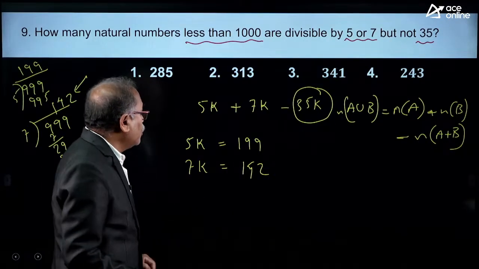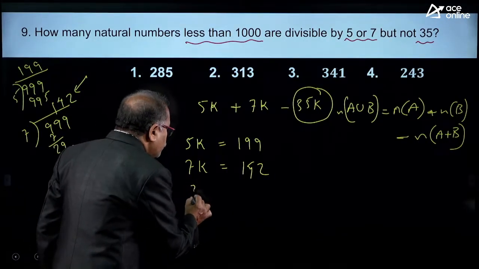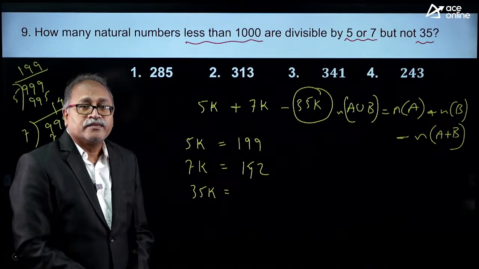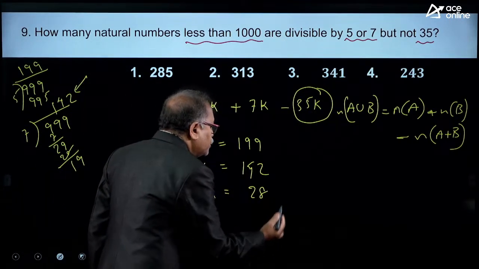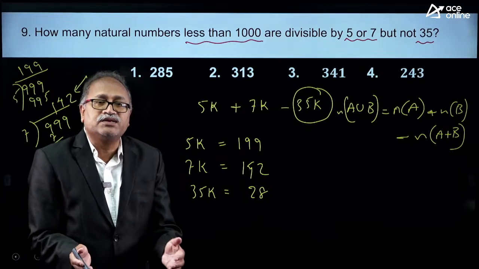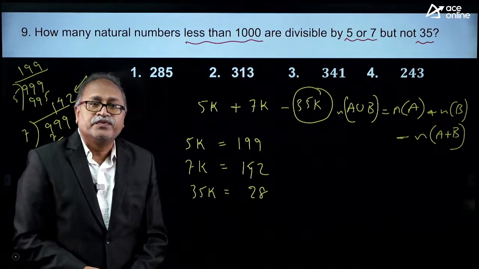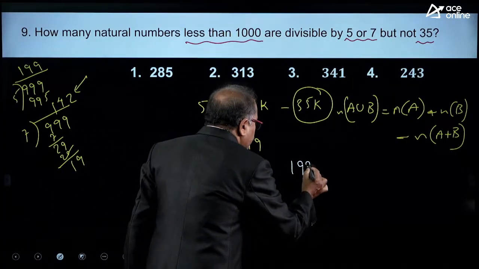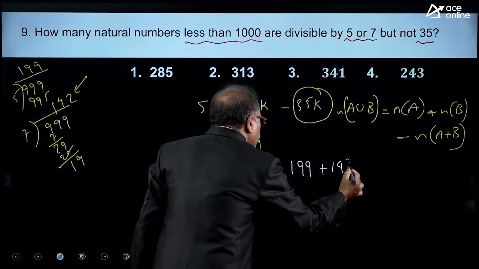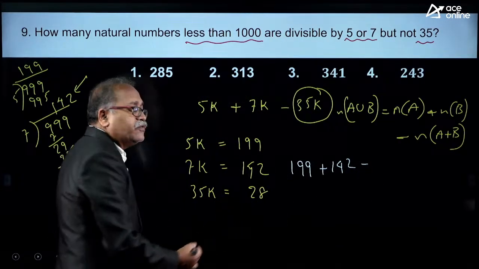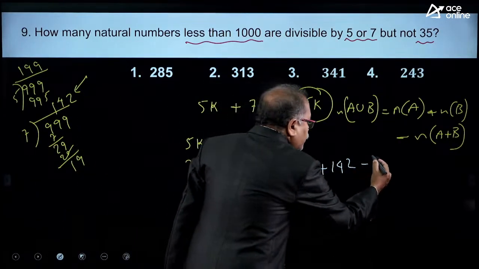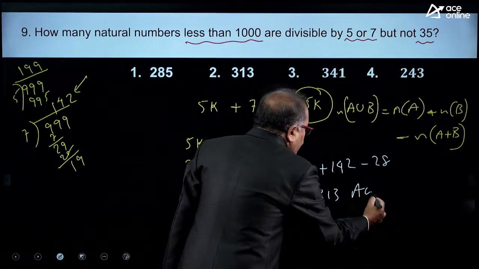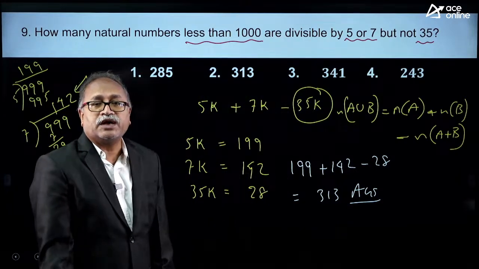Okay. Now, how many numbers are there which are multiples of 35? That means 35k. That number is 28. Now, all the figures required to get the answer are there on your board. Now, finally, what I need to do is 199 plus 142 minus 28. And if you solve this, then you are getting 313. That's your answer.